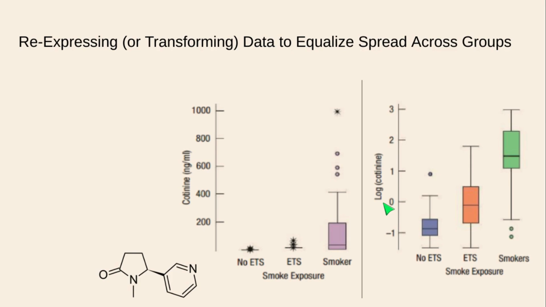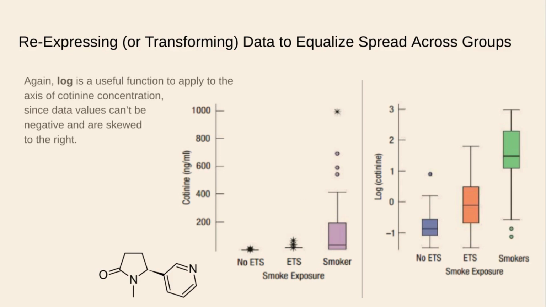Cool. We have not destroyed our data here. We have not produced ridiculous results that we need to hold under scrutiny. No, this is a feature of the logarithm function. Okay, great. So that's out of the way. Let's see how this works. Log is a useful function to apply to the axis of cotinine concentration since data values cannot be negative and are skewed to the right.